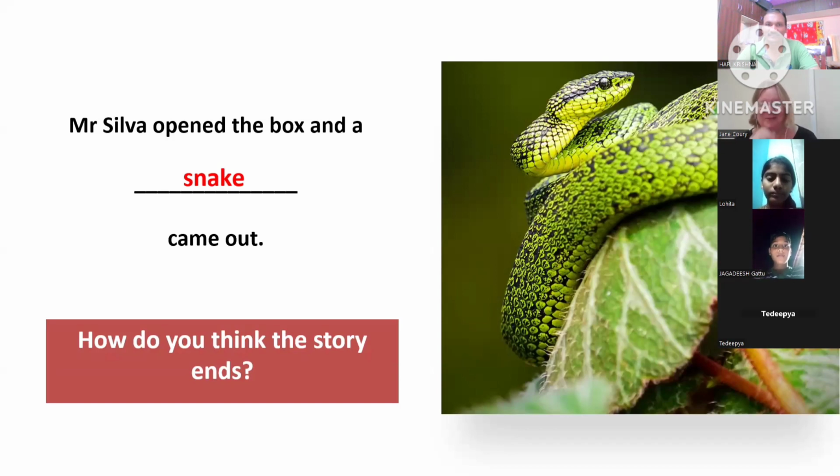Okay. Well, actually, I think it was Jagadish, right? That you said that he's going to sell the snake. Is that right? Yes, ma'am. You're correct. He was going to sell the snake to somebody in the company. And that's why it was so important to him. But it's not good to sell animals, right? Definitely not good to sell animals.